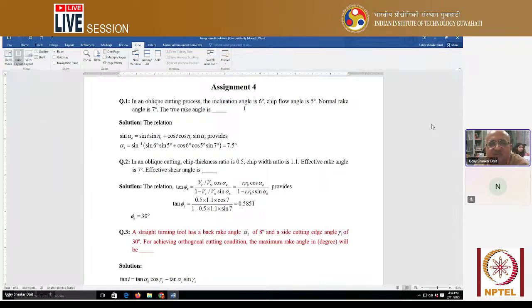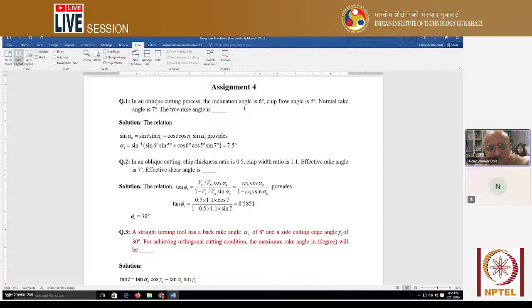So in an oblique cutting process, the inclination angle is 6 degree, chip flow angle is 5 degree, normal rake angle is 7 degree, and the true rake angle is asked. There should not be any difficulty because these are just formula based questions about true rake angle in oblique cutting. It is given like this: sin I, sin eta c, cos I, cos eta c. You just have to put in the values. So this problem was of that type.